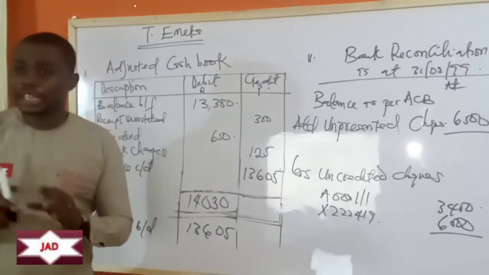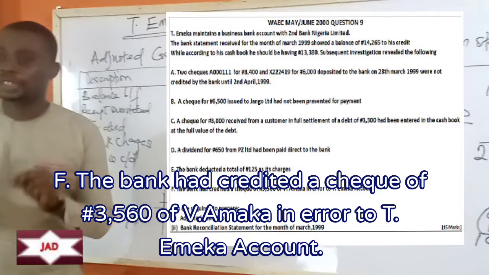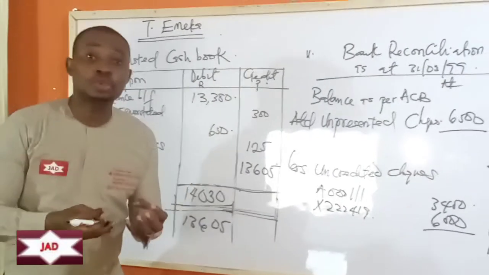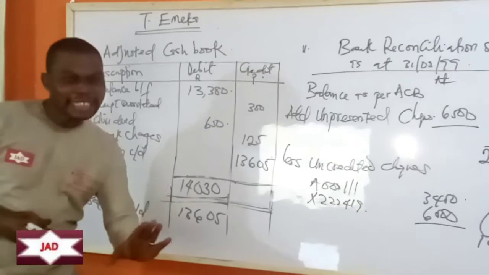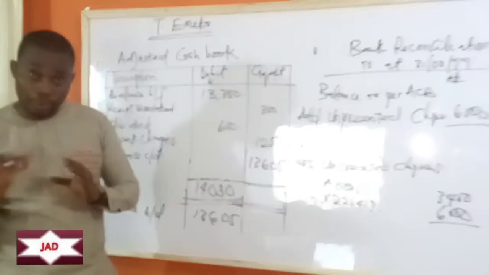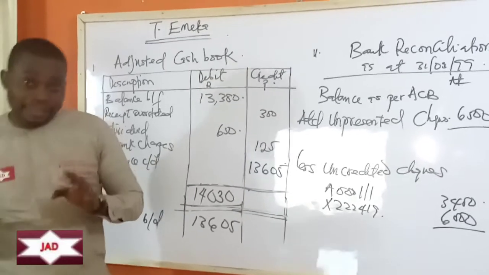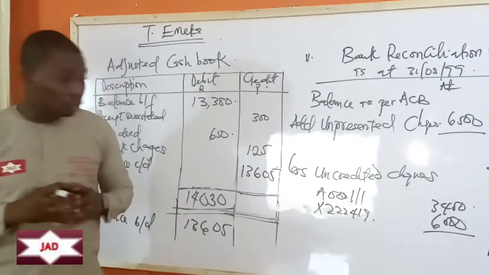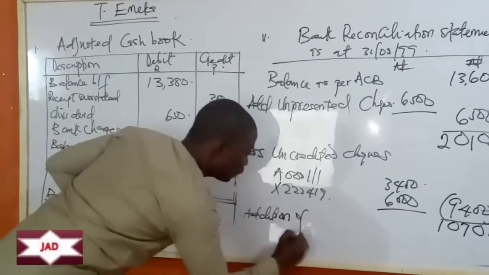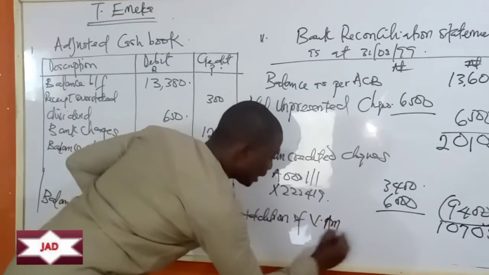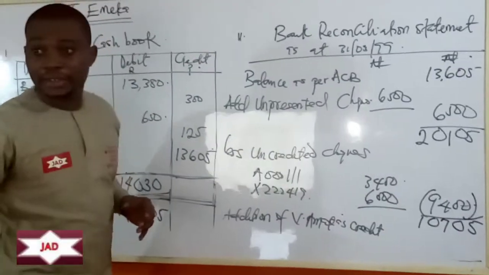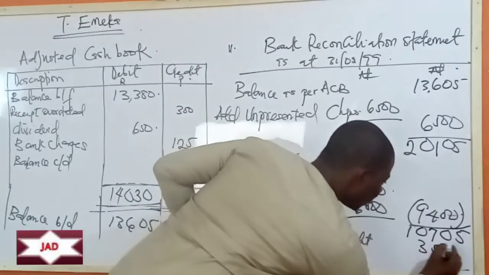So basically, the error here says that the bank had credited a check of 3,560 of V. Amaka in error to T. Emeka's account. So Emeka has the value that does not belong to him. So let's recognize that since it is a value within the reconciliation period, although the following month the bank will reverse, but pending when the bank reverses, let's recognize that there was a credit into his account. So we're going to say addition of V. Amaka's credit. So what's the credit there? 3,560. So we have 3,560.